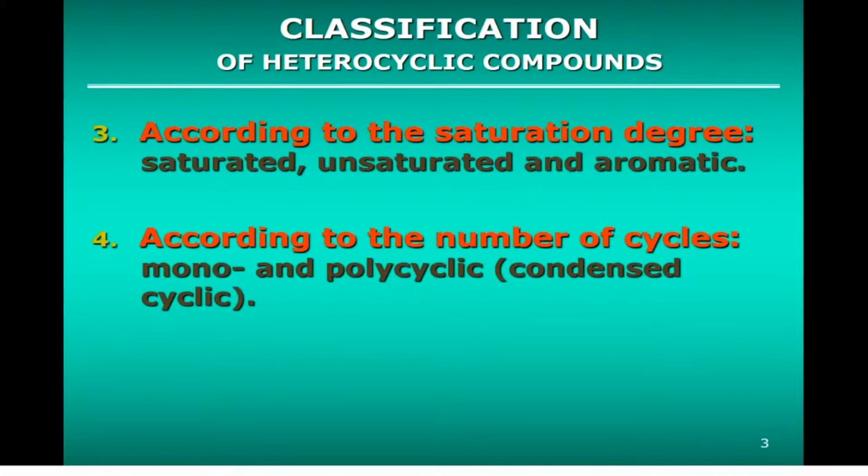How to prove whether it is aromatic or not? You should know it's according to Hückel's rule. I will remind you then. And the last one but not least is the classification according to the number of cycles. They can be monocyclic, consisting of only one ring, and polycyclic. From all polycyclic compounds, the most important and most often found in nature are condensed cycles. And now let us take the most important heterocyclic compounds from the biochemical and medical point of view, to see their structure and some examples of where they can be found.